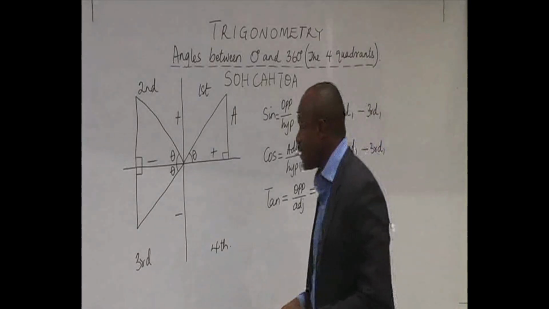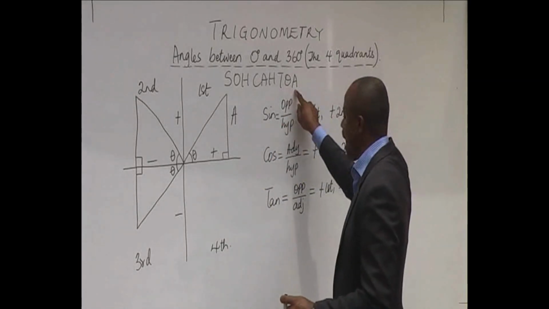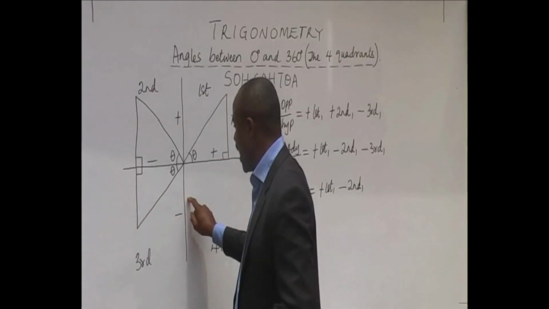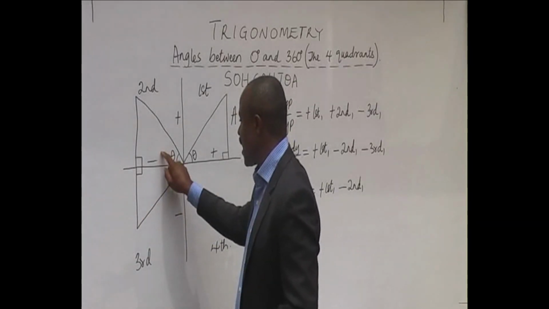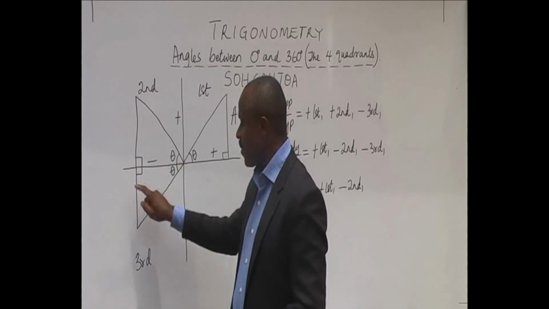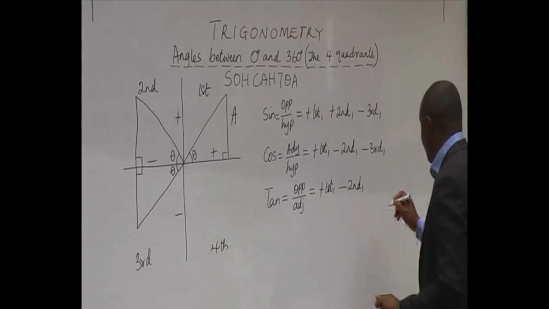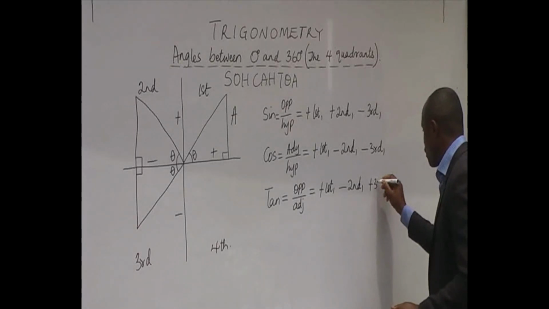Let's go to tangent. Tangent is opposite over adjacent. Opposite, negative side of the y-axis, over adjacent, negative side of the x-axis. Negative dividing negative will give you positive. That means tangent is positive in the third quadrant.